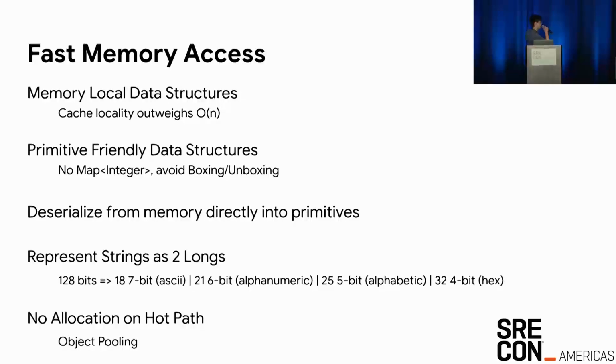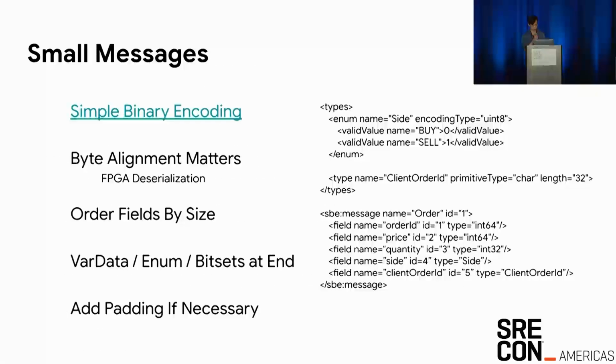We deserialize our memory directly into primitives instead of copying any buffers over. In a trading system, we have no use for strings. All they're used for is pass-through back to the client, so we encode them as 2 longs, and you can fit them into 128 bits depending on your character set. Also, we do no allocation on the hot path. For any objects we do create, we try to reuse them.